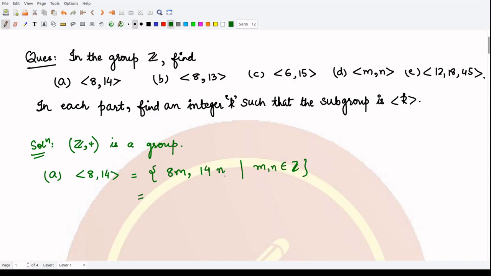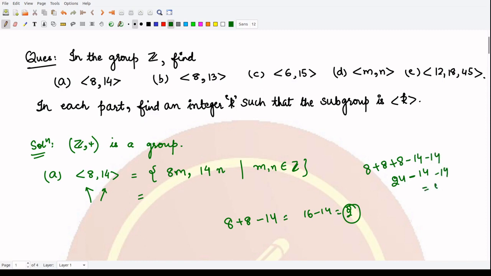Moreover, we also have the elements which are produced by a combination of 8 and 14. For example, 8 plus 8 minus 14 is equal to 16 minus 14, which is 2. So we also have 2 present within this. We also have 4 present within it. How? 8 plus 8 plus 8 is 24, and 24 minus 28, which is 2 times 14, is minus 4. So minus 4 is also present here.